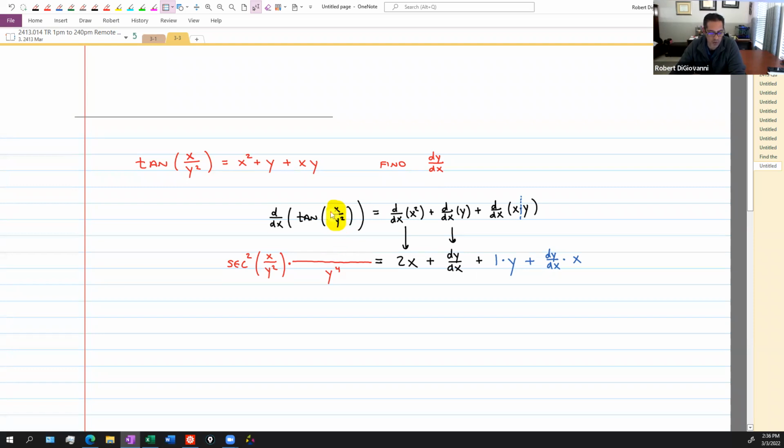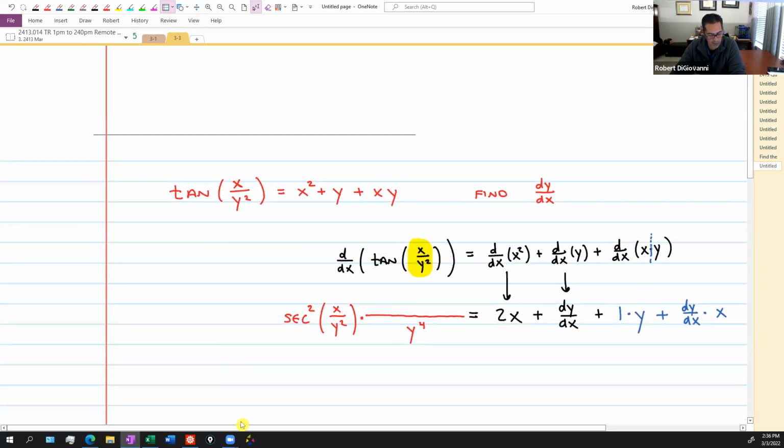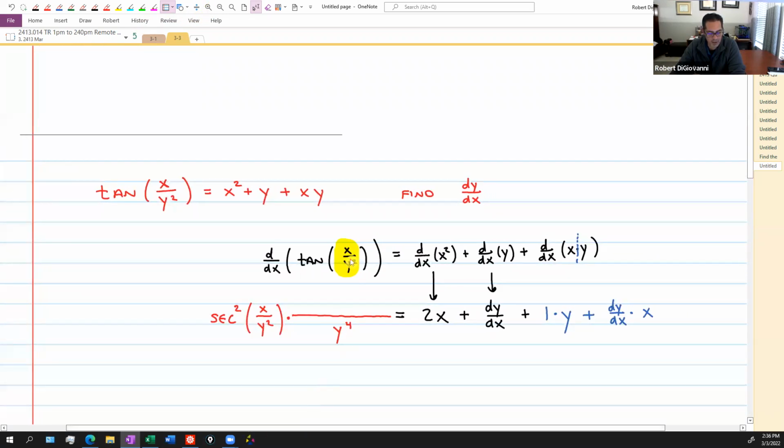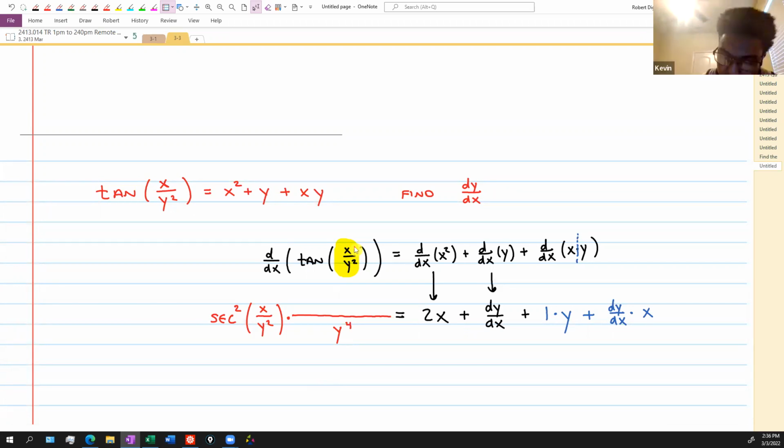When you're doing the quotient rule on this, you start with the derivative of the top, right? So what would the derivative of the top be? We still can't hear you. Can you not hear me? I'm sorry, my computer's weird.